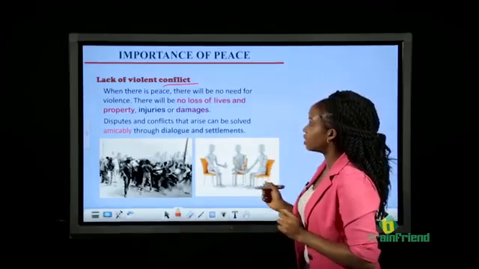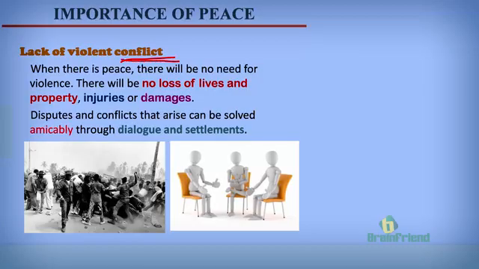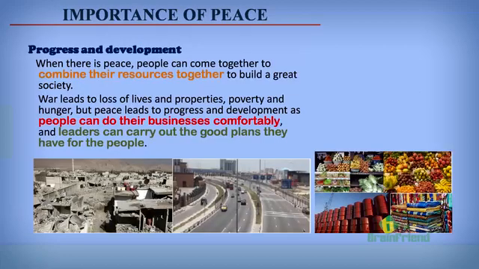So, one of the importance of peace is that it brings about lack of violent conflict, which means that even when there is conflict, there won't be violence. It will just be solved amicably through dialogue and settlement. There won't be any loss of lives and property, injuries or damages. Of course, we know that violence, fighting or war brings about all these which we have listed. People die in the course of war, people lose their property, people get injured, and there are so many damages. But when we have peace in a society, even when there are problems, these problems are resolved amicably through dialogue and settlement.